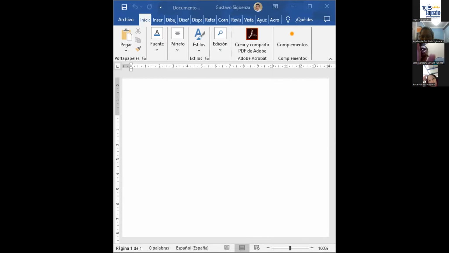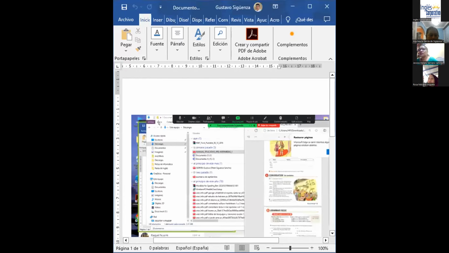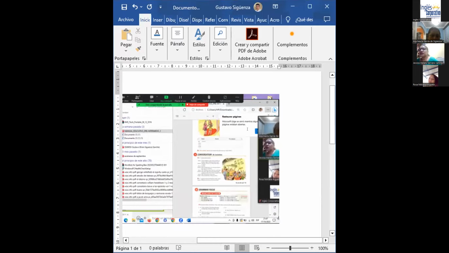I have a ticket to the soccer match. Dice que tiene 2 tickets para ir a un juego de soccer. Entonces podemos decir nosotros, I have a party on Sunday at night. Would you like to go? Sí, así. Entonces empecemos.